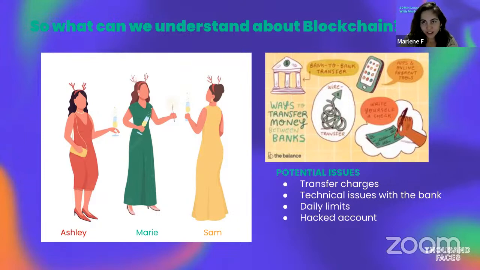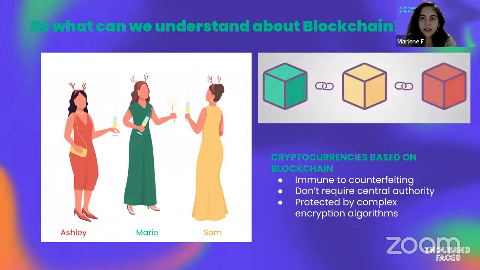So this is where blockchain technology comes in, and it really looks at these problems and tries to solve a lot of these problems. So how is it working? So we are looking at the cryptocurrency, which is based on the blockchain technology. What are some of the characteristics that we already covered? Blockchain is immune to counterfeiting, meaning you cannot give a fake bill. They don't require central authority, so they don't require going to the bank or another company to do a transaction, and they're protected by very strong and complex encryption algorithms.